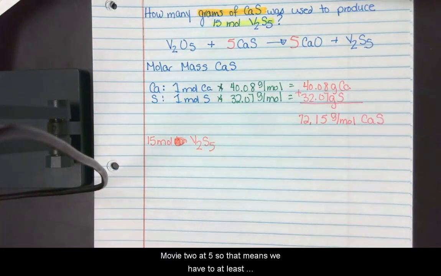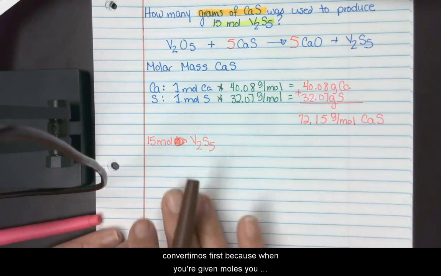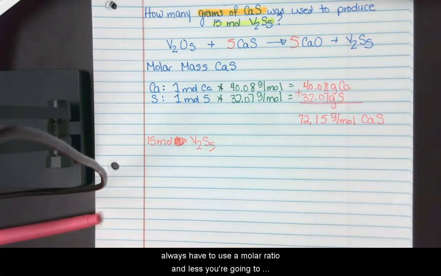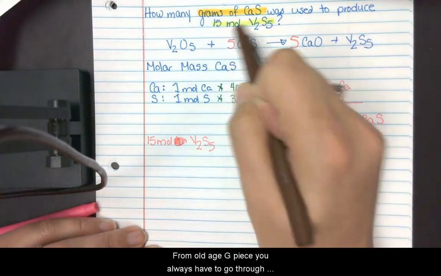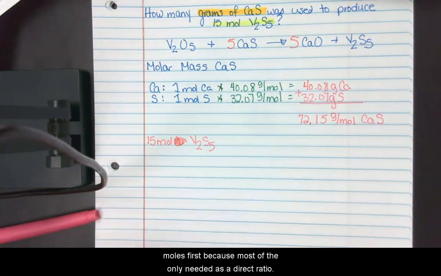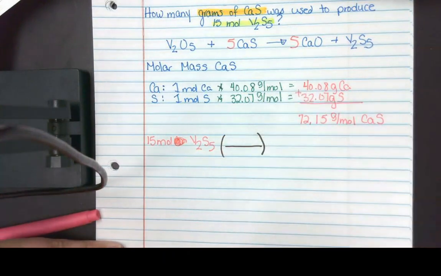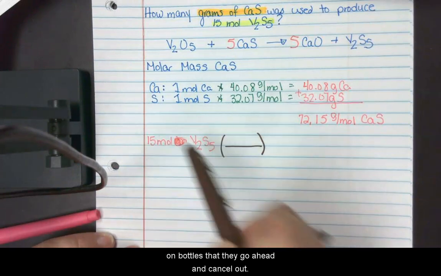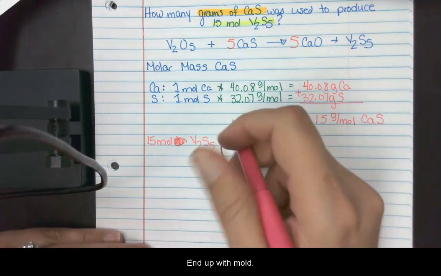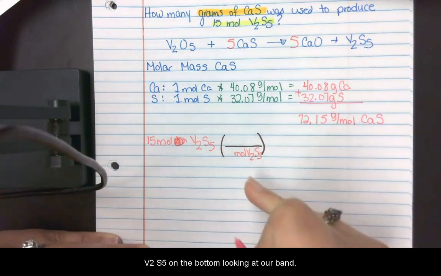Now we have moles V2S5, so that means we have to at least convert to moles first, because when you're given moles, you always have to use a molar ratio unless you're going to grams. And we're not going to grams, we're going from mole A to grams B, so you always have to go through moles first because moles are the only unit that has a direct ratio. So, because we have moles V2S5, the moles have to go on the bottom so that they cancel out. So we end up with mole V2S5 on the bottom.